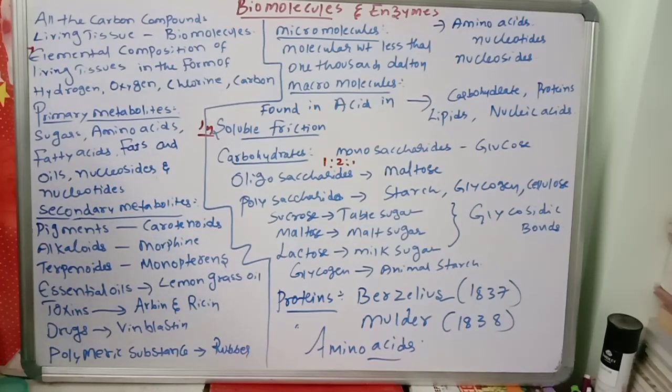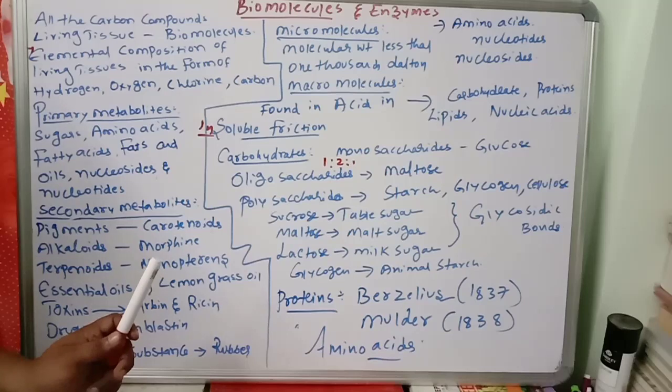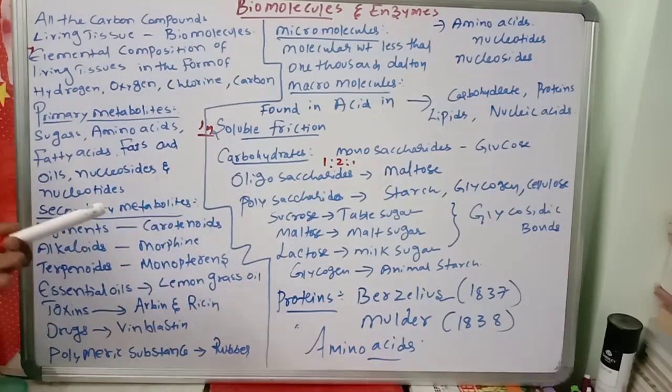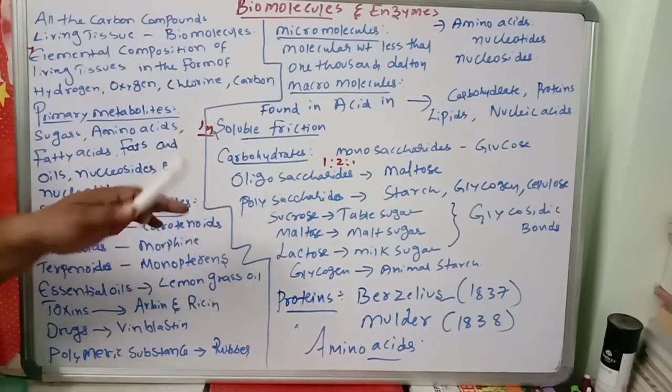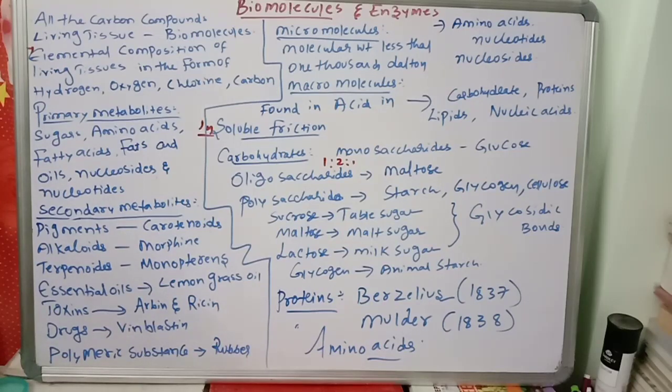So carbohydrates are divided into how many types? Monosaccharides, one glucose. Oligosaccharides, two or more than two. Polysaccharides, more. Oligosaccharides, maltose. And polysaccharides, starch, glycogen, and cellulose.